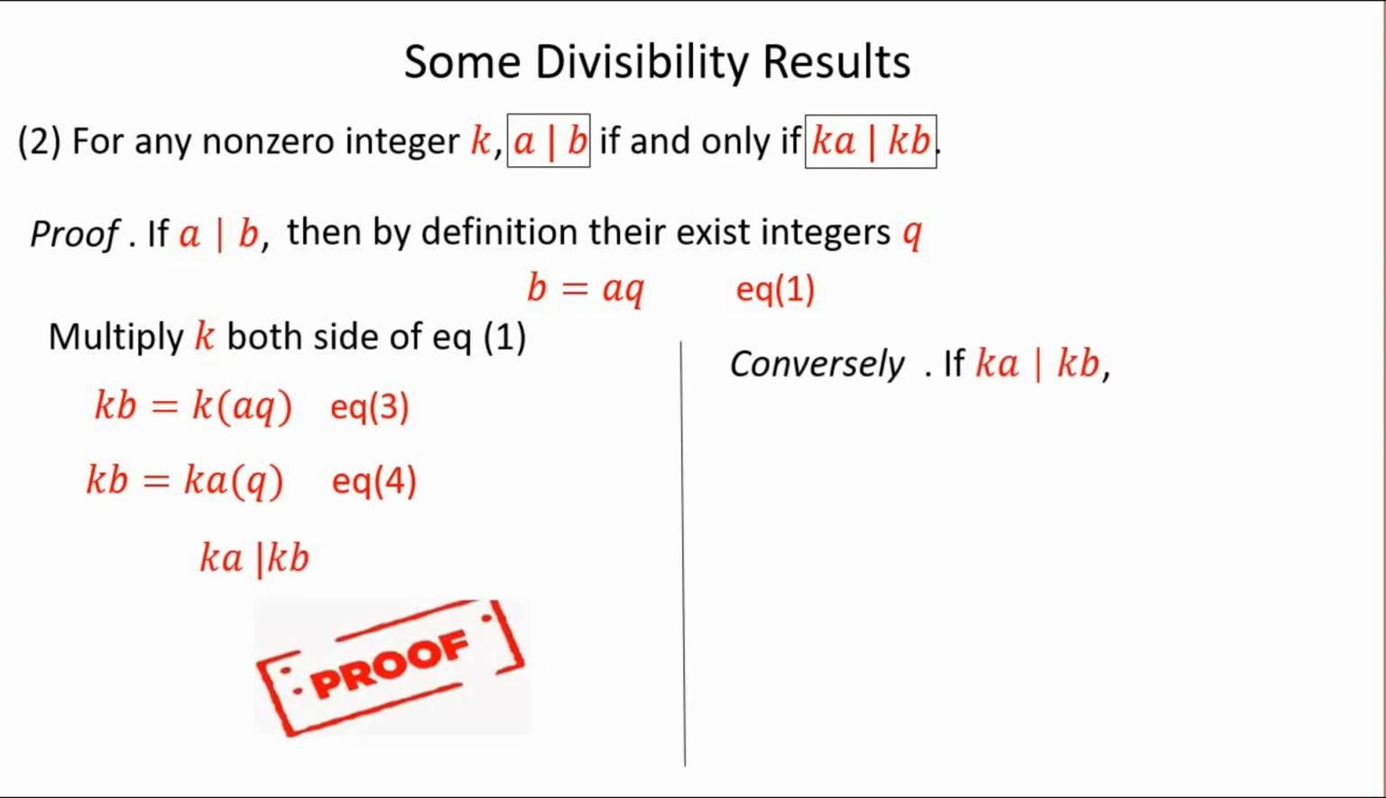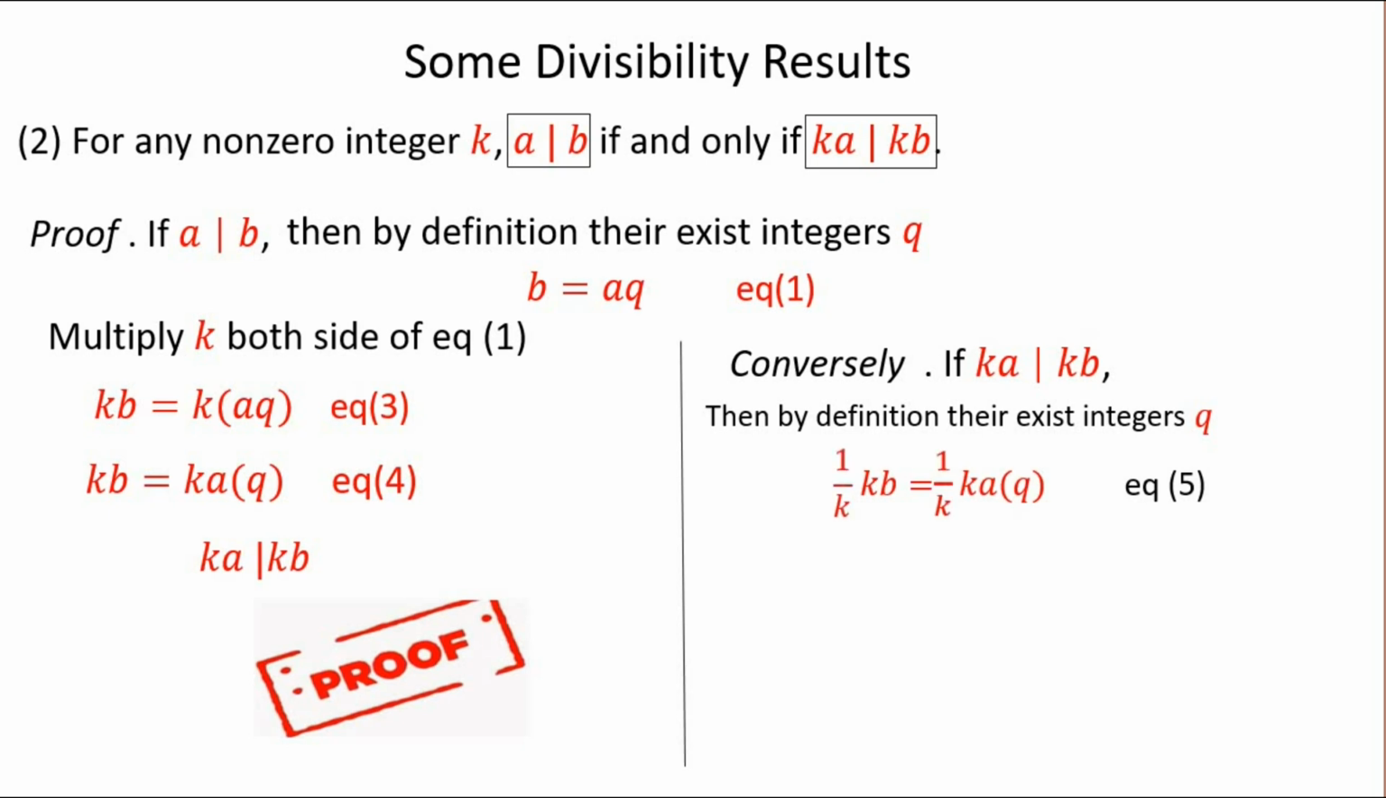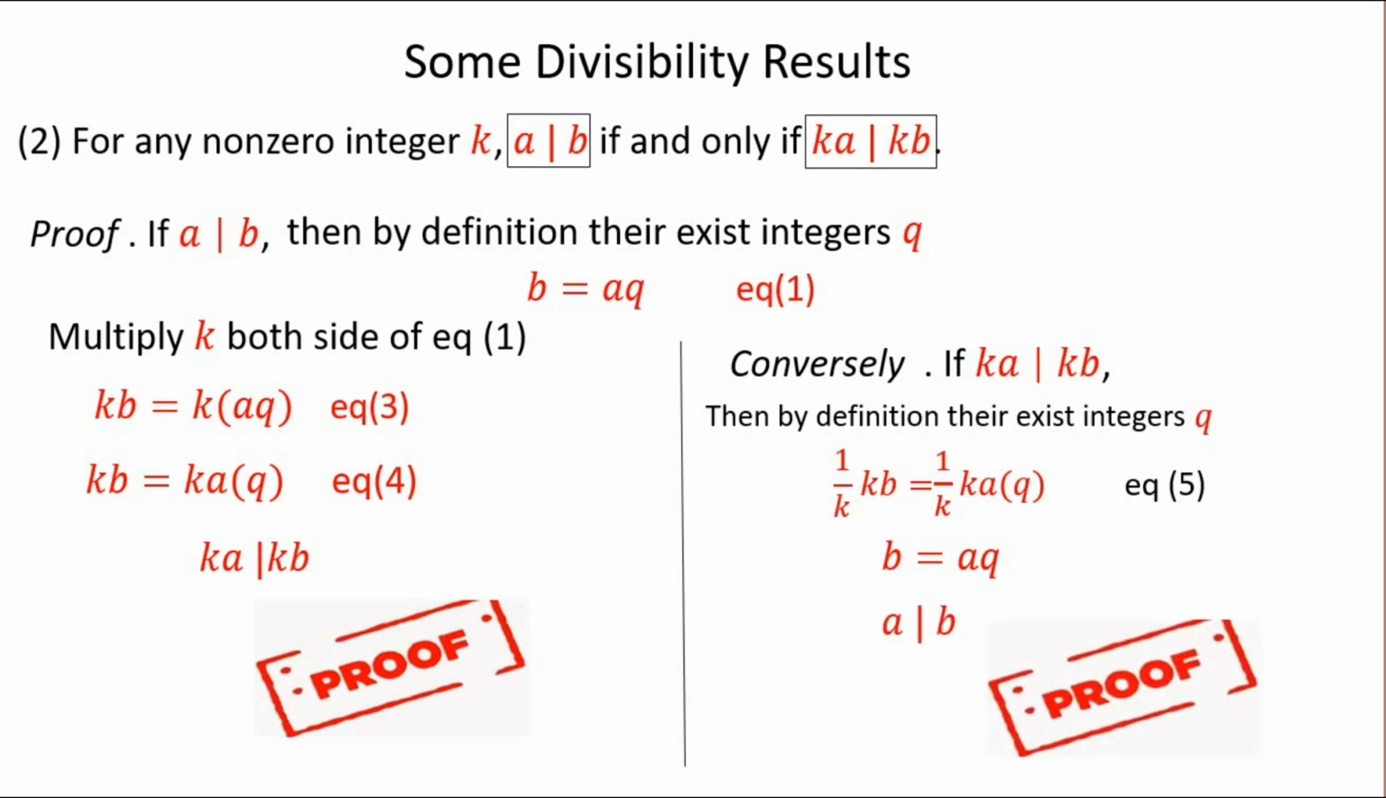Conversely, assume that ka divides kb, then by definition there exists an integer q such that kb equal to ka times q. Multiply 1 over k on both sides of equation 5, we get b equal to a times q. So a divides b, which is the required proof.